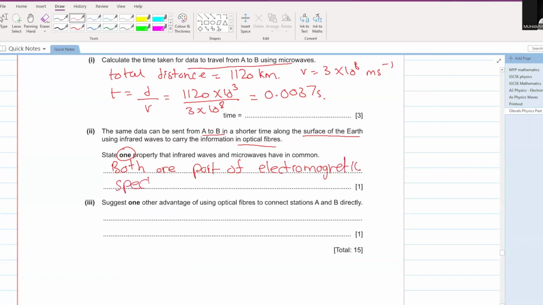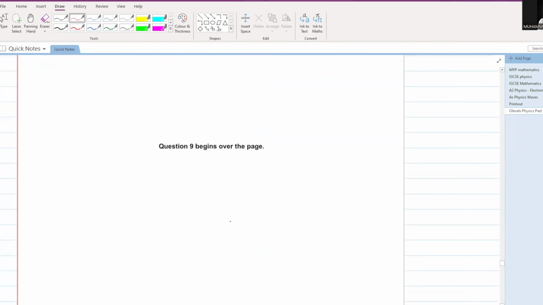Simple. Nothing complicated here. State one other advantage of using optical fibers. बेटा ऑप्टिकल फाइबर्स यूज करने का एक और एडवांटेज क्या है? You have greater amount of security. Optical fibers provide greater security. Simple. Greater security. Let's move on to the next question.